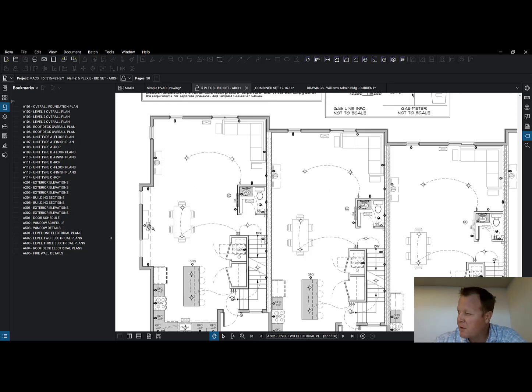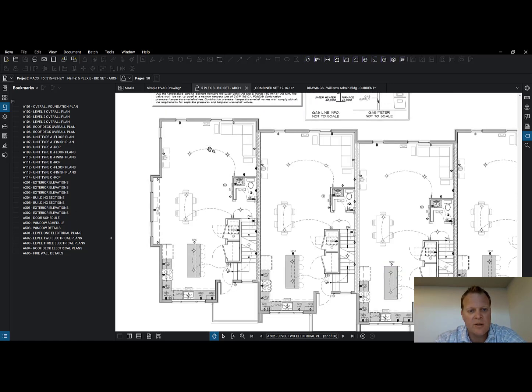Register. Did I just say register? Yeah, register. Keep getting register, grill, and diffuser in my head. All right, register locations, showing them. But we got to get ductwork to it. How are we going to get ductwork to it?